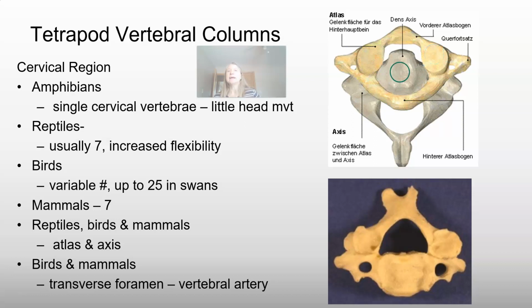skull. And then the second cervical vertebra is the axis, and it has this projection called the dens that sticks up, and the atlas rotates around it. And in birds and mammals, we also have in the cervical region a transverse foramen over here, and this is for the vertebral artery to come through. So the vertebral artery is an important secondary source of blood supply to the skull and brain.